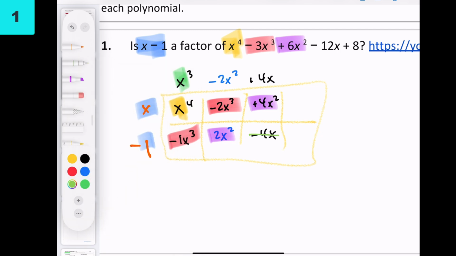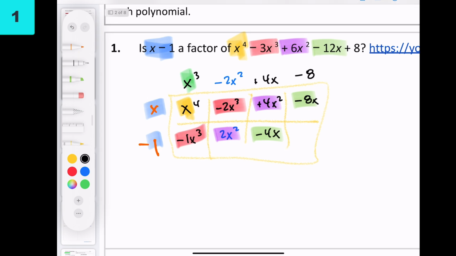Okay, now did it again. Trying to get a highlighter. Negative 4x times something will equal negative 12x. That's going to be a negative 8x. Okay, now go back to the divisor on the outside. The orange x times something above it will equal negative 8x. That'll be negative 8. And negative 8 times negative 1 will be positive 8.